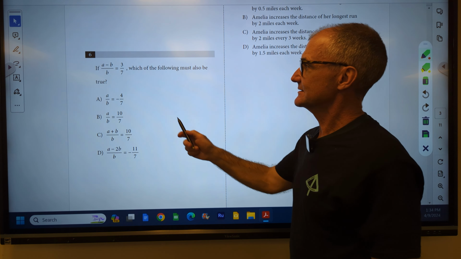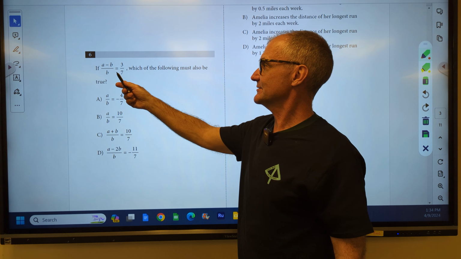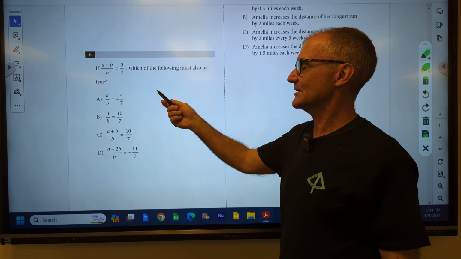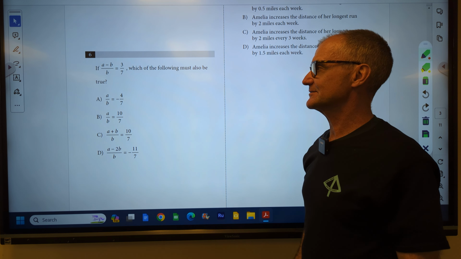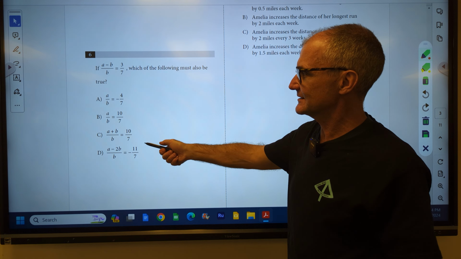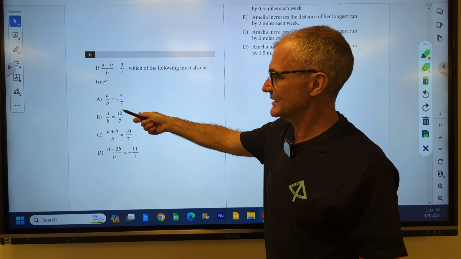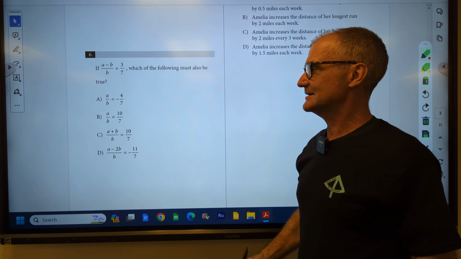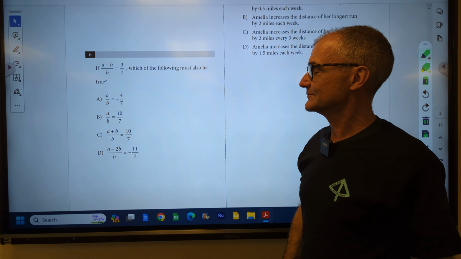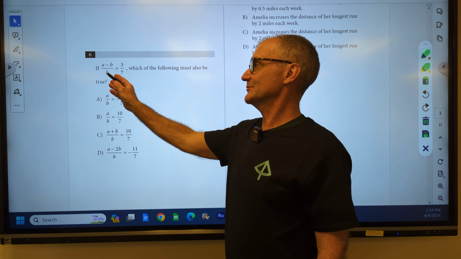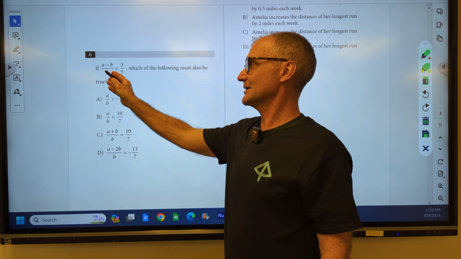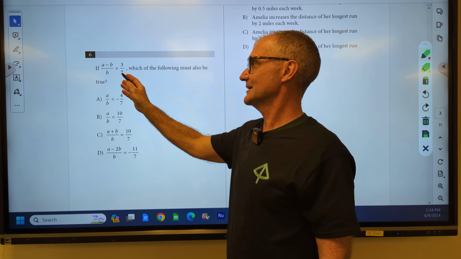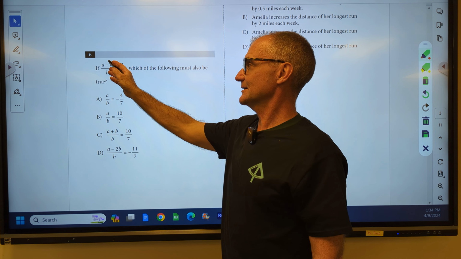Number 6, I have one equation with two variables. Which of the following must also be true? It's an equation, not an expression. I glance down at these. See, I have a over b. So maybe if I could get to a over b, I'll see how it works. I can see right here, b is equal to 7. The bottom here is b, the bottom here is 7. I'll just take that 7 and plug it in there.